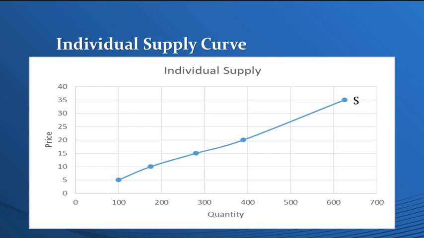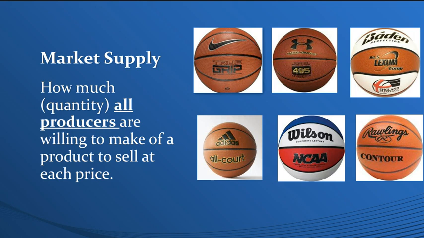Let's get into the market version here. Market supply: the quantity that all producers are willing to make of a product to sell at each price. Now, Spalding isn't the only basketball manufacturer, and I only really chose the 6 that I could think of. There's obviously more companies than what you see here. I have Nike, Under Armour, Baden, Adidas, Wilson, and Rawlings. So those are all pretty popular basketball companies. So how much are all the companies willing to produce at $5, $10, $15, $20, and $35? So I came up with another kind of fake supply schedule.